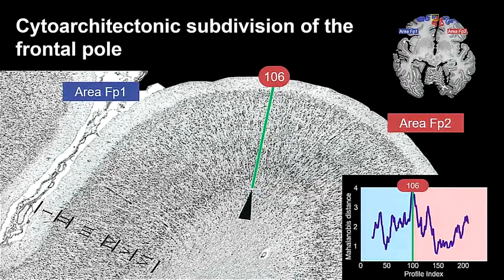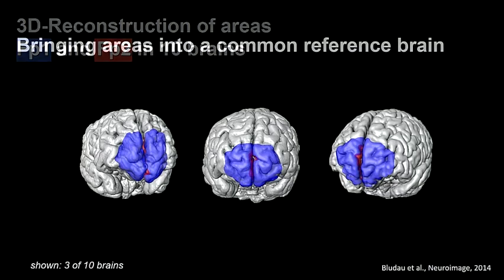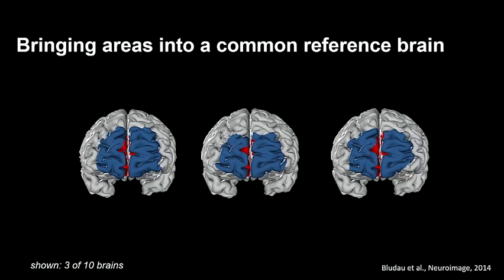But the big advantage is that we can really make it reproducible and find the border always at the same place. This is a method that we are using in order to map different brain sections and 3D reconstruct them. These are 3D reconstructions of 3 out of 10 brains, which can then be brought into a common reference space, which is important in order to compare then with images coming from MRI, for instance, or from PET.